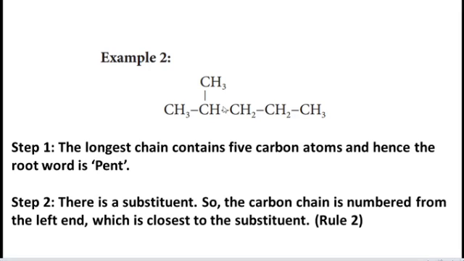There is a substituent here, that is a branch. So the carbon chain is numbered from the left end, which is closest to the substituent. So this carbon is closest to the substituent, and the number is started from the left end, for example 1, 2, 3, 4, 5.